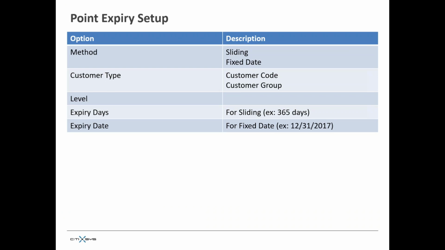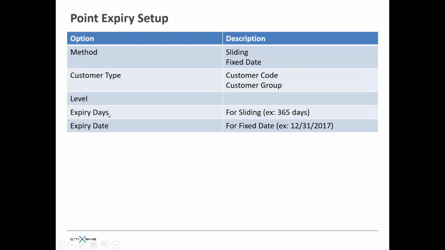The point expiry setup is also how you're going to handle the expiration of your points in loyalty. So we have the method, which could be sliding or fixed date, and the customer type, whether you want this expiry setup to apply only to a specific customer code or customer group. If you select a customer code or a customer group, you have to select which level you can apply this expiry setup to.